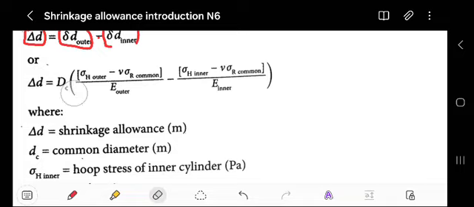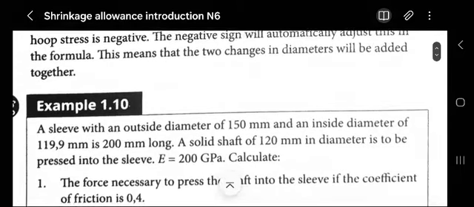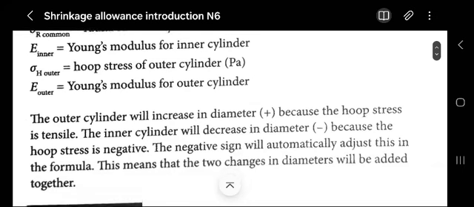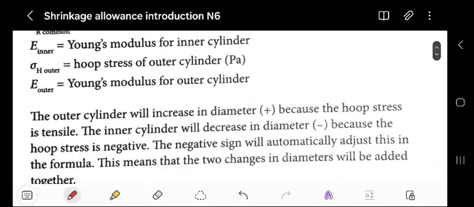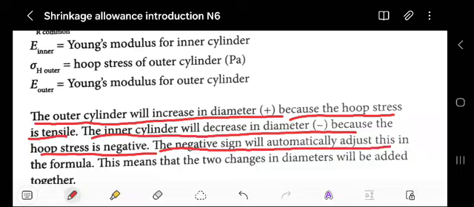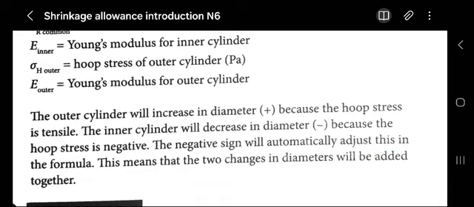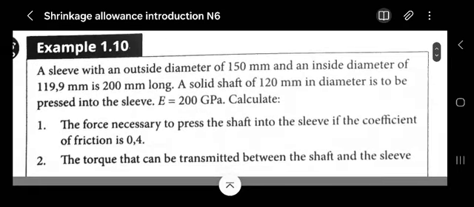We know this formula. This formula you'll be given, if I'm not mistaken, some of them. Let us check here what they say. The outer cylinder will increase in diameter because of the hoop stress, which is tensile. The inner cylinder will decrease in diameter because the hoop stress is negative. The negative sign is automatically adjusted in the formula. We'll see this when we take an example.